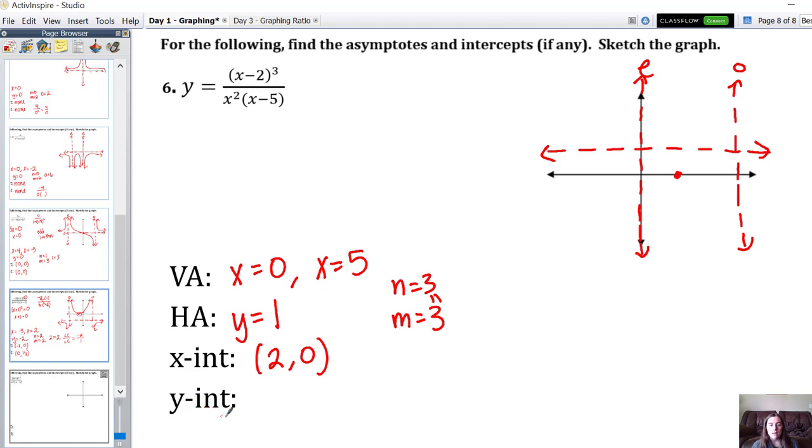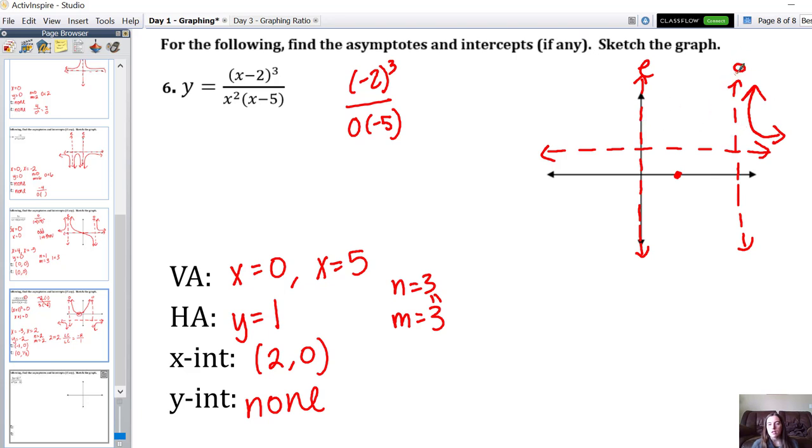Finally, for the y-intercept, we're evaluating this function where x is 0. That gives me (-2) cubed over 0 times -5, which is 0. We cannot divide by 0, so here there are no y-intercepts, which again makes sense because of that x equal to 0 vertical asymptote. This is a positive fraction, so we're starting above our horizontal asymptote, hugging those asymptotes.